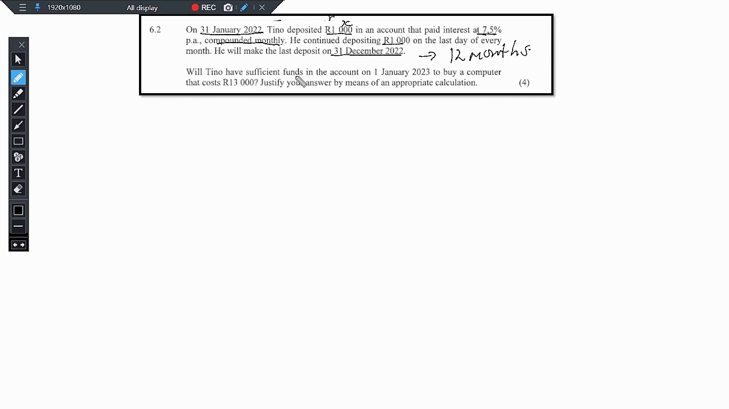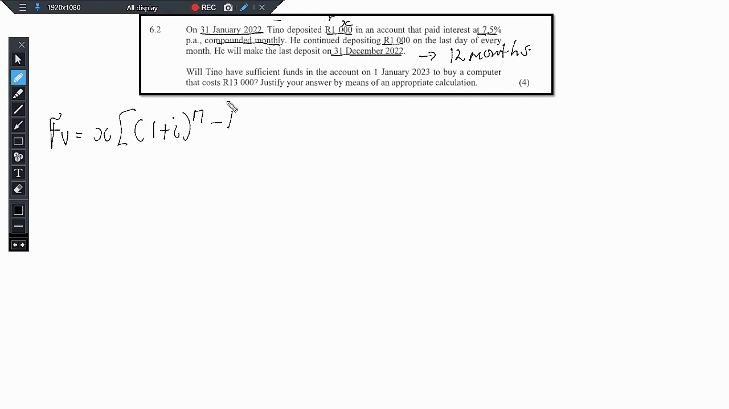Then will Tino have sufficient funds in the account on 1 January 2023 to buy a computer that costs 13,000? Justify your answer by means of an appropriate calculation. So again, our future value formula.